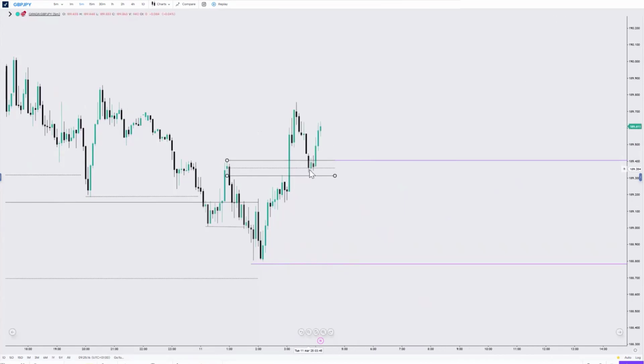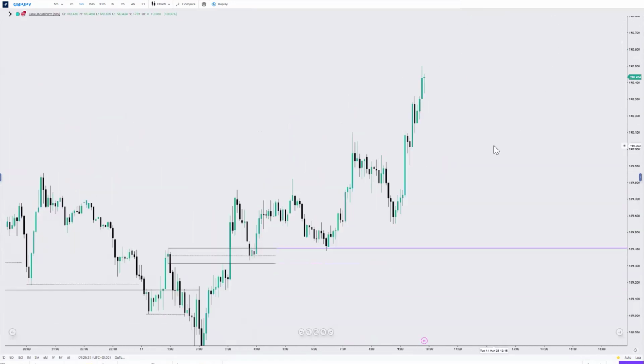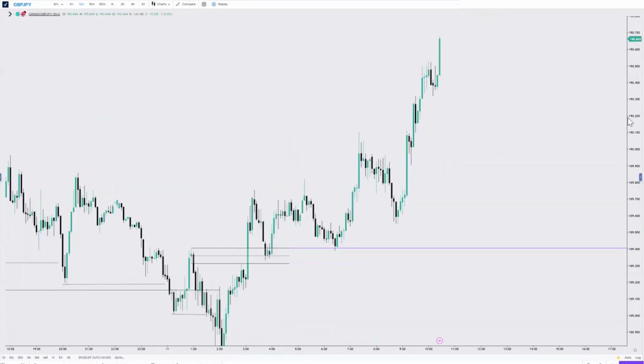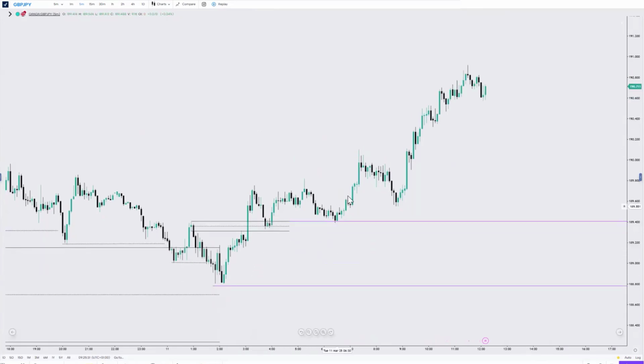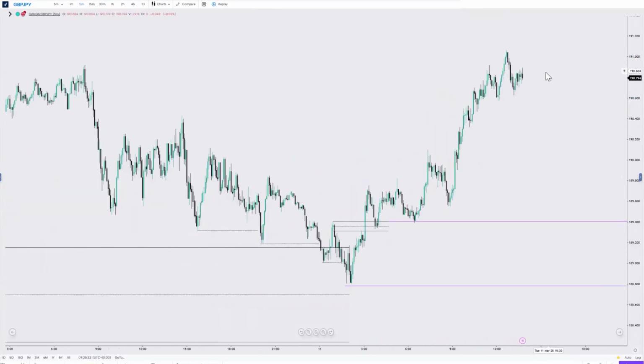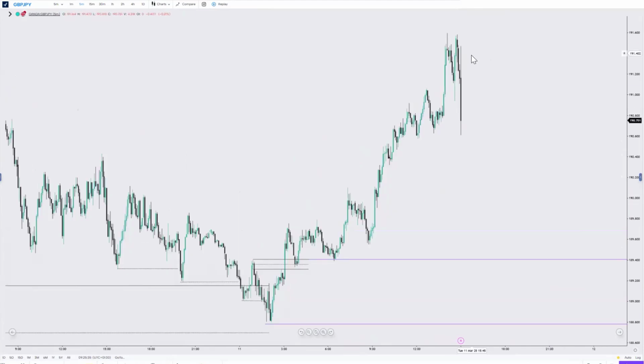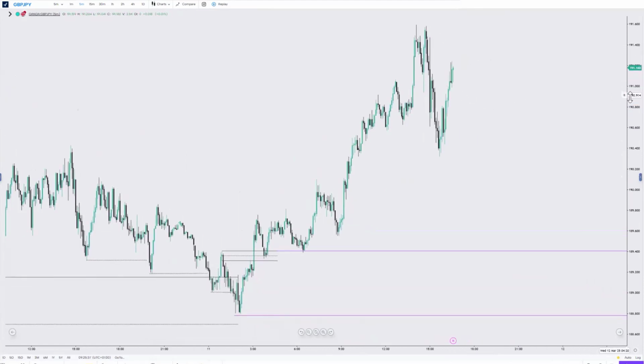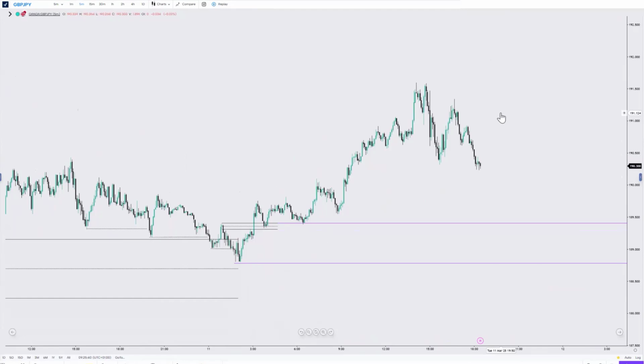See, price came back, gave a good retest, and it starts to move away. If you can see that, this is the 5 minutes time frame, and after the retest, you see how price moved away to the upside. See, a very, very good reaction.